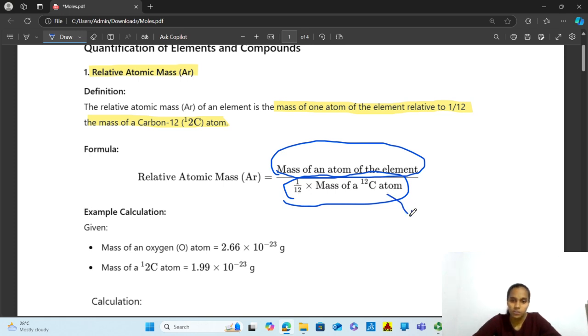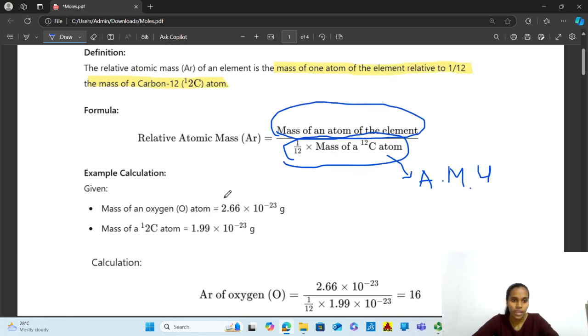We can give the name as atomic mass unit, AMU, right? Then we have to divide the mass of an atom by that number, right? So we'll see an example. Here they have given us the mass of an oxygen atom, which is 2.66 × 10^-23 grams. And the mass of a carbon-12 atom is also given. It is 1.99 × 10^-23 grams.